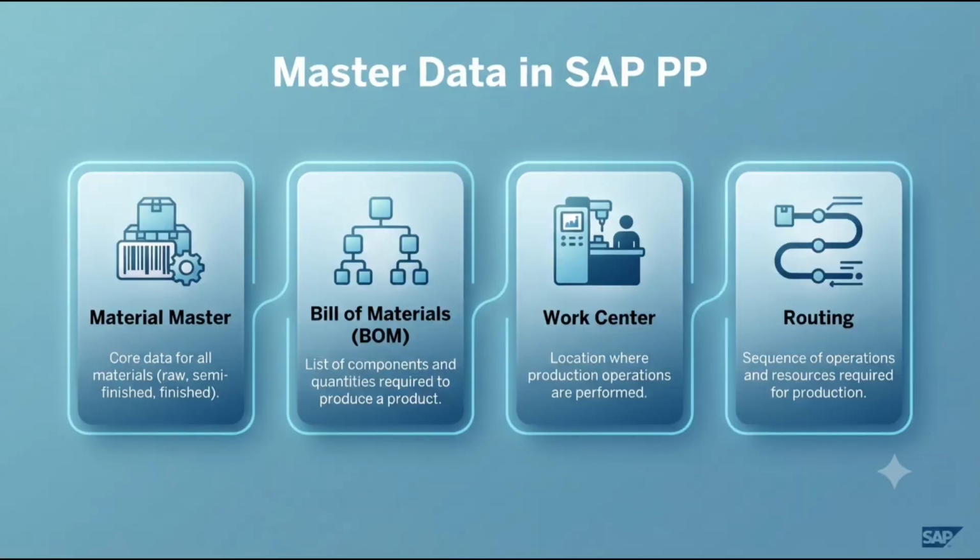Master data is the backbone of SAP Production Planning. It includes material master, bill of materials, work centers, and routings. The material master stores all information about products and components. Bill of materials shows which materials are needed to build a finished product. Work centers define the resources like machines or labor. Routings explain the step-by-step manufacturing process.